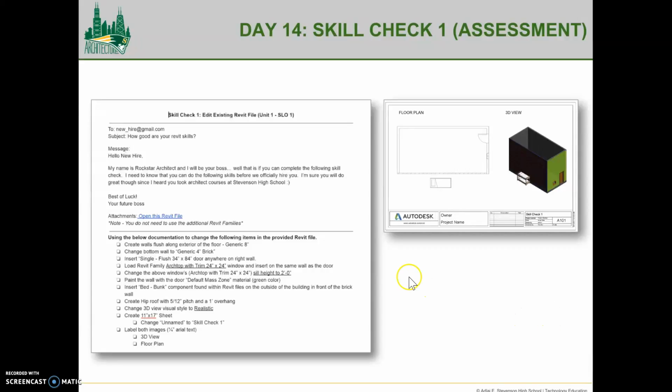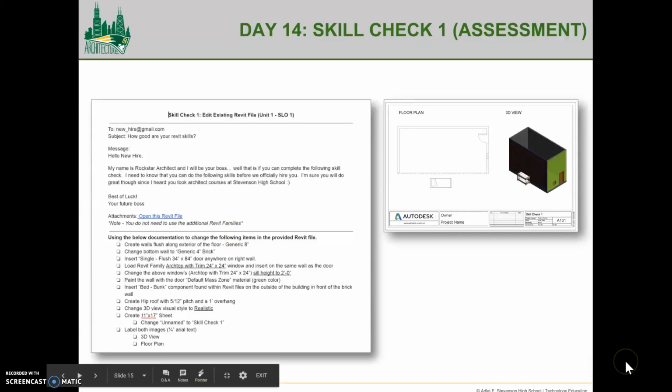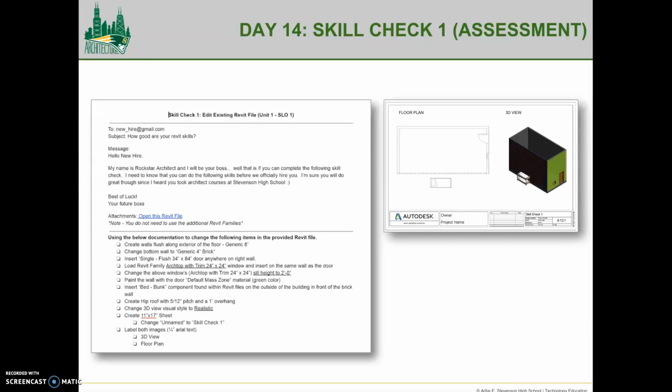So you can see on the left-hand side what we provide them, which is a scenario. The goal of this scenario is to provide the students a real-world application of why we are assessing them. Why am I going to ask you on the spot to show me your Revit skills? Because that is something that they actually do in the architecture community. They're realizing a lot of people are like, oh yeah, I know that software, when in reality they don't.